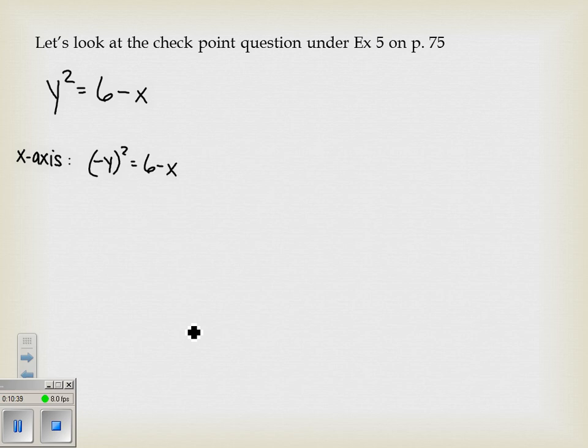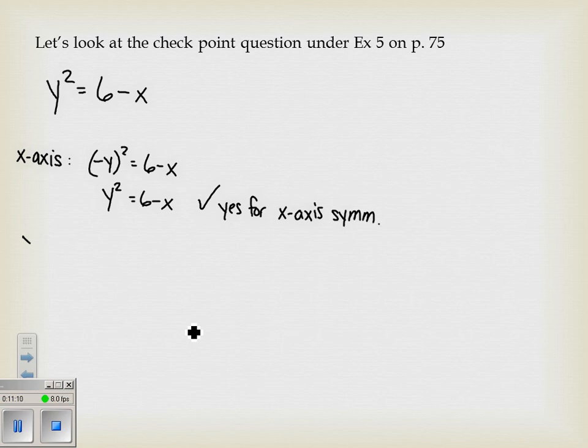Now, what is negative y times another negative y? Y squared. Now notice that that's exactly the way the equation looked at the beginning. So putting negative y in there did not change how our equation looked. So we do have x-axis symmetry.